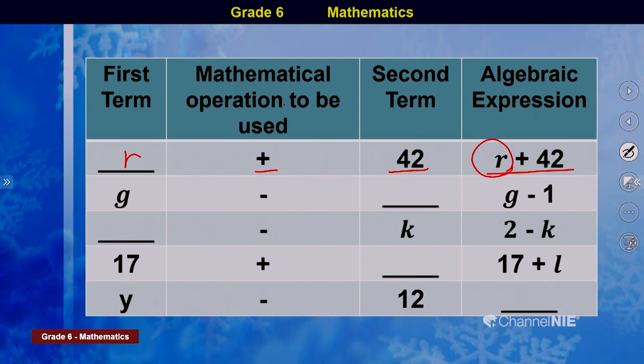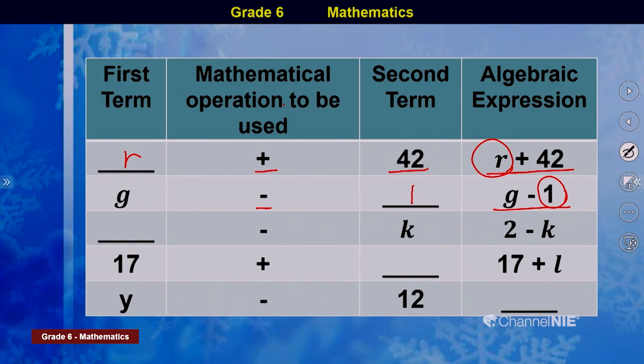Let's move to the next algebraic expression. I hope you have done it. Let's see. First term is g. Mathematical operation used is subtraction. We have to find the second term according to this algebraic expression. Then what is our second term here? It is 1.